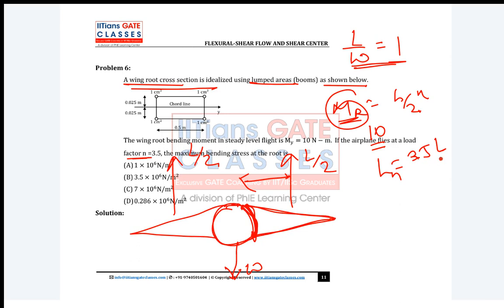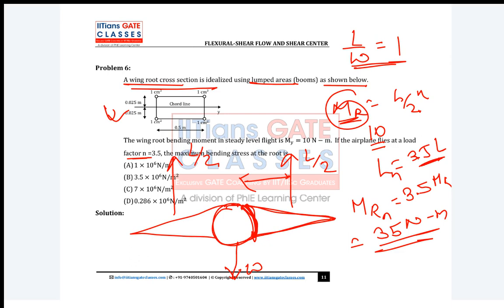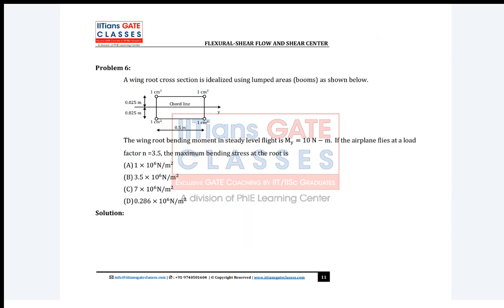So what will be the new moment about root? It will also become 3.5 times of initial. So initially it is 10, so it will become 35 Newton meter. Now guys, moment is known, and the section is given. What is asked? What is the maximum bending stress?